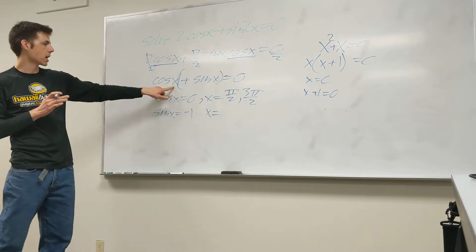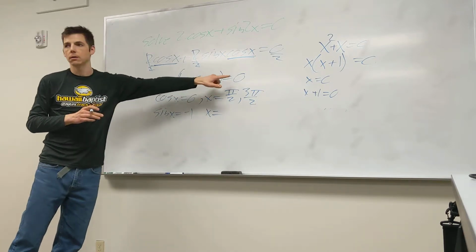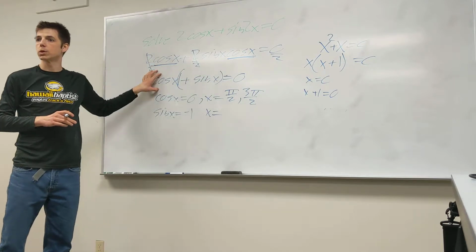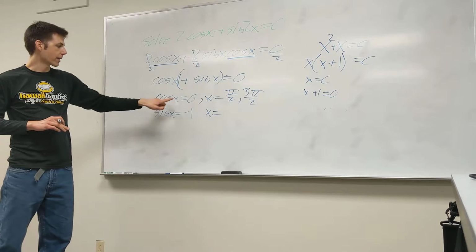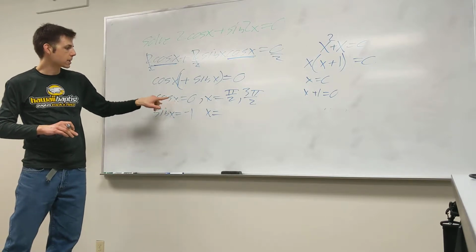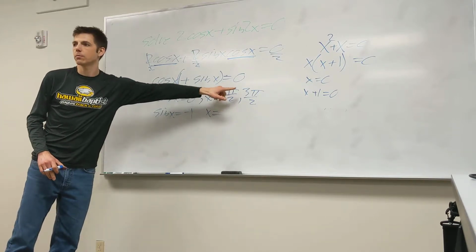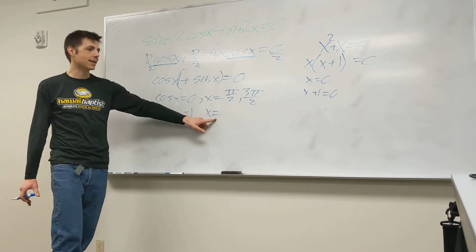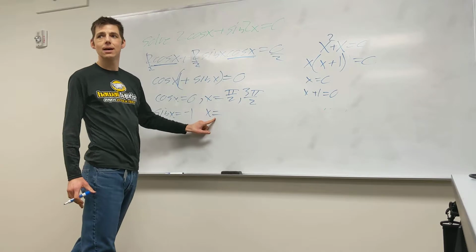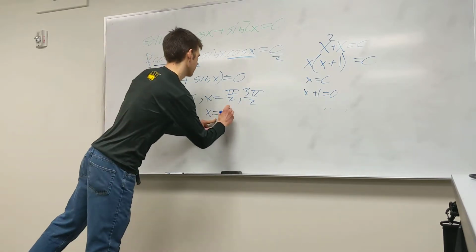And so if I get cosine x times 1 plus sine x equals 0, one of those two terms has to be 0, right? So either that's 0 or that's 0. Well, that's 0 when x is pi over 2 and 3 pi over 2. Sine of x is -1 when x is 3 pi over 2.